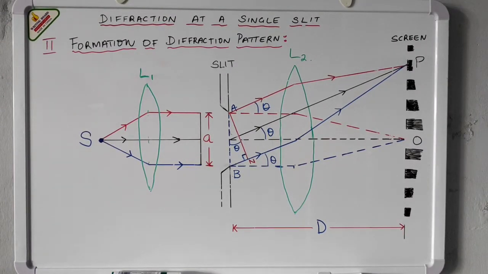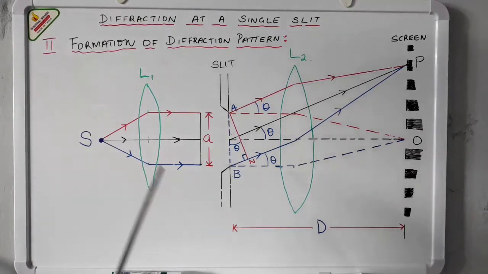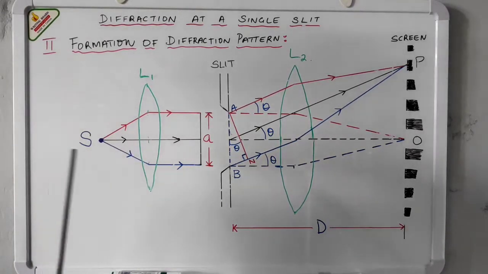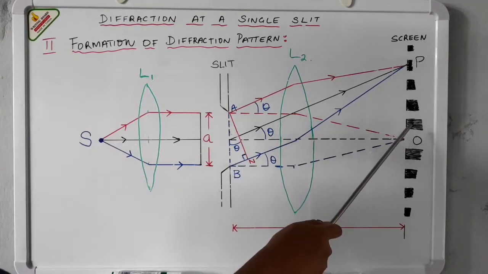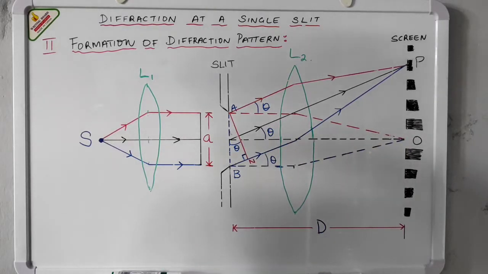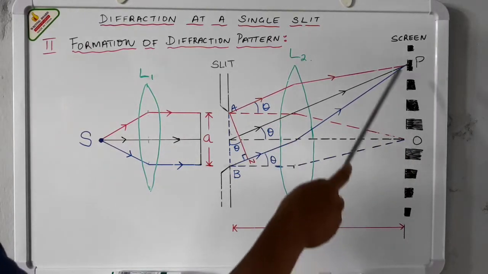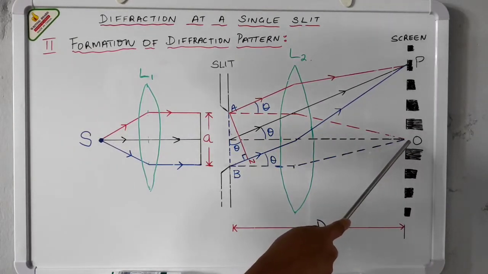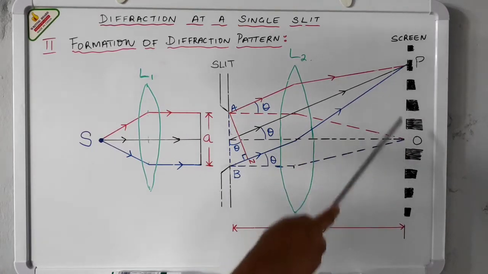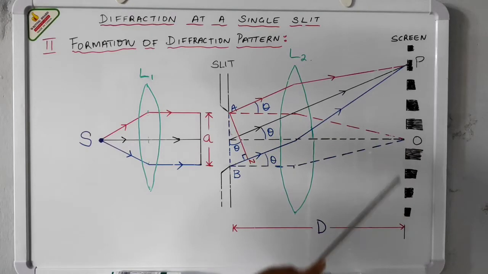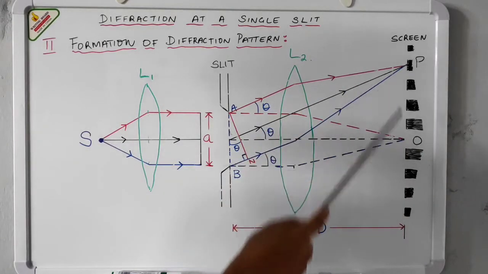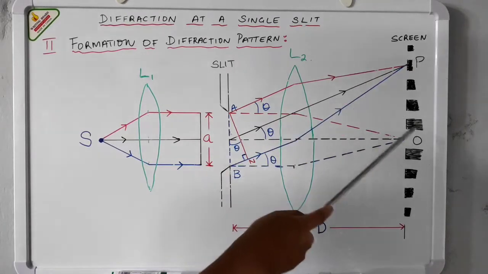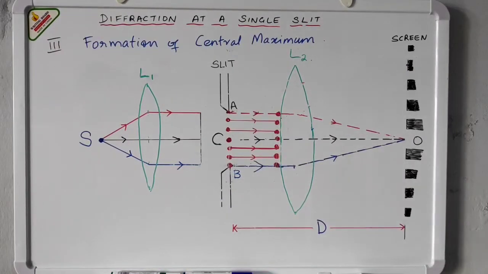Now let us go to the formation of the diffraction pattern. According to rectilinear propagation of light, a bright image is expected at the center of the screen. But in practice, we get a diffraction pattern instead, which means that we get a central maximum at the center O, followed by a number of dark and bright fringes called secondary maxima and minima on either side of the point O. Now we can go to the formation of the central maximum.